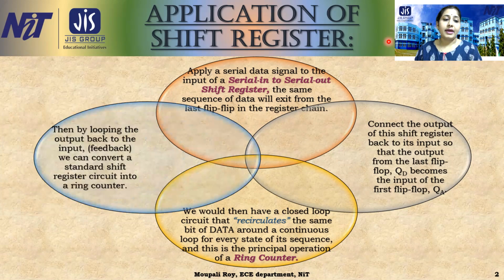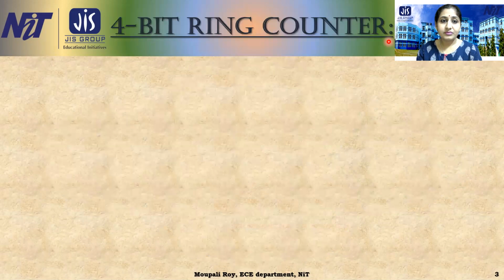Next, by looping the output back to the input as feedback, we can convert a standard shift register circuit into a ring counter. That means the feedback of the last flip-flop comes as the input of the first one, and that converts the standard shift register circuit into a ring counter. So let's start with the 4-bit ring counter.